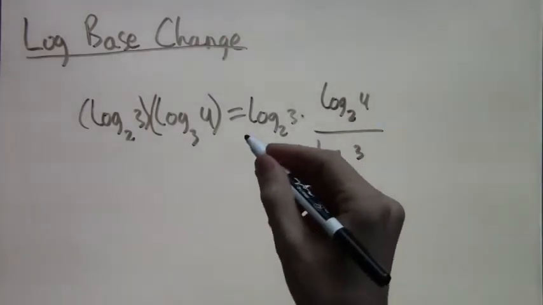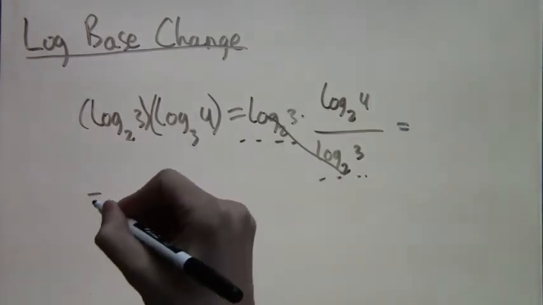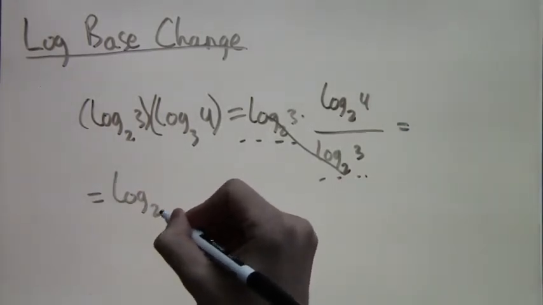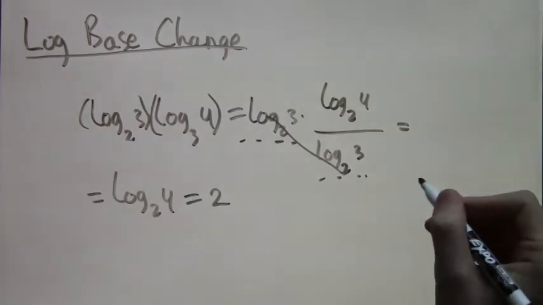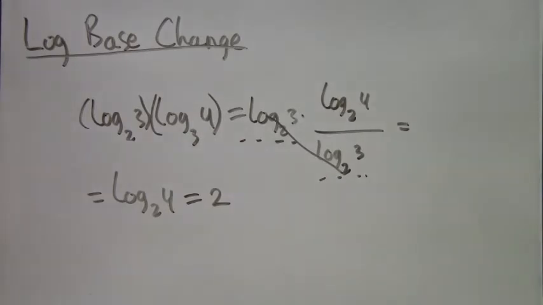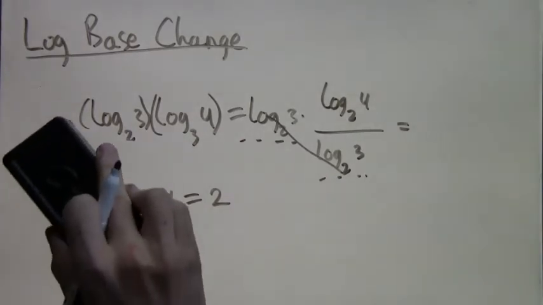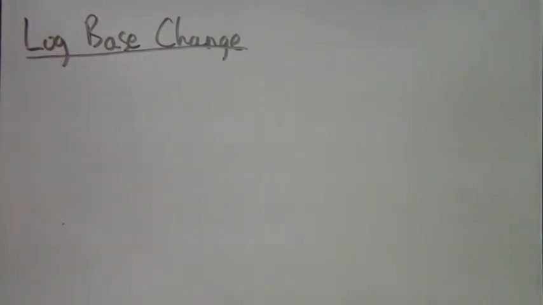On bottom we take the log of the old base, and on top we take the log of the old argument. But notice the log base 2 of 3 is on top and bottom, so it cancels. So you just get log base 2 of 4, and that's just 2. You can check this on your calculator using the base change formula, or you can just notice that 2 squared is 4. But anyway, as you can see, the base change formula helps simplify many expressions.